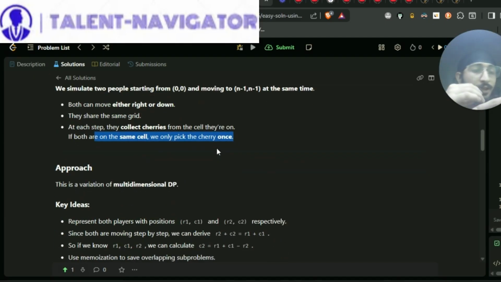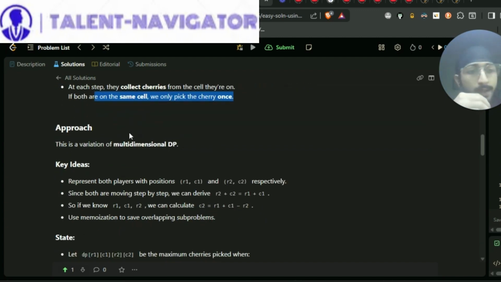So this is a variation of multi-dimensional DP that we are going to see. The key ideas are, we represent both players with positions R1, C1 and R2, C2 respectively. Since both are moving step by step, we can derive R2 plus C2 is equal to R1 plus C1.